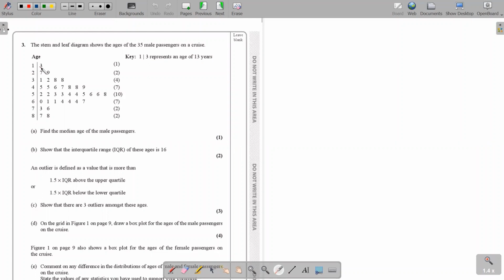They're asking you part A, find the median age of a male passenger. First thing is, what data are we dealing with, discrete data or continuous data here? We are dealing with discrete data. They've given you the ages of every single passenger separately, isn't it? So question number 3, part A, the median age. How do you get the median?